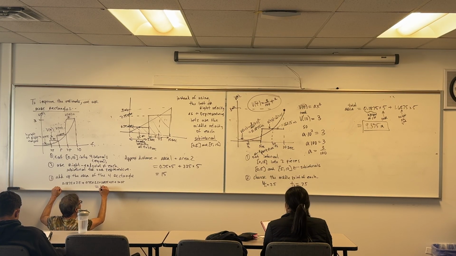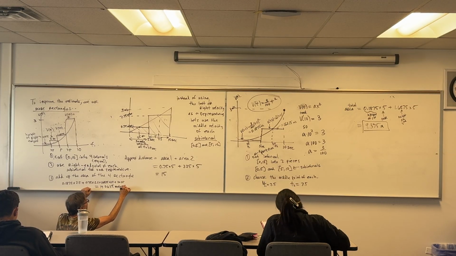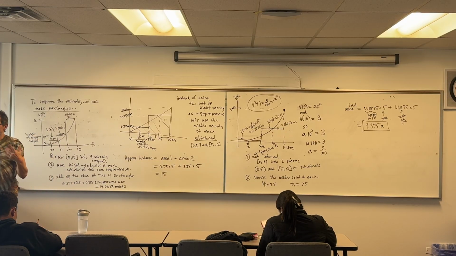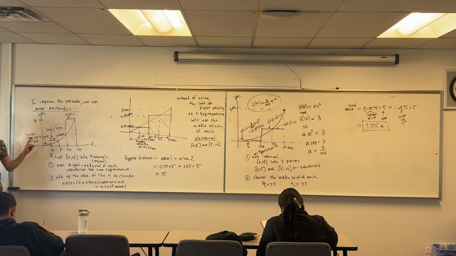So 14.0625. 14.0625. Anybody else got that number? Yes. Wonderful. Thank you. Cool. Meters. And that's our approximate distance. And that's over the true value. Clearly over the true value.